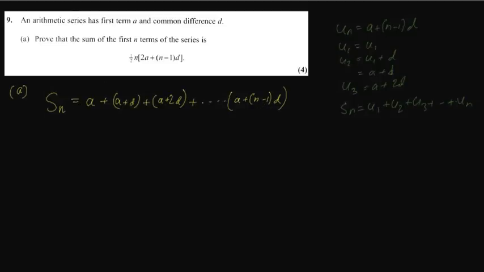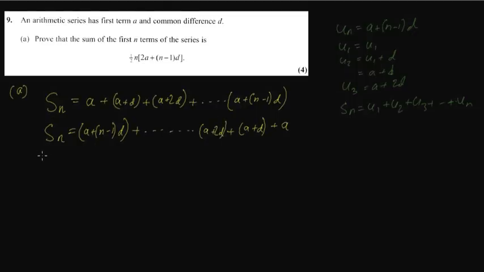Now let's do one more thing. Let's write this again, but this time I'm going to write the last term first. So that means a plus n minus 1 d first, and the first terms at the end, because it has been reversed, a plus d, a plus 2d. So that's how it is working here now.